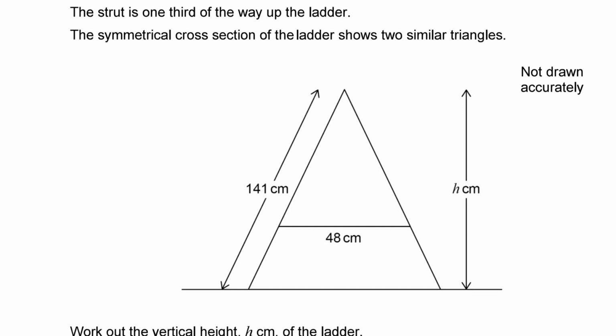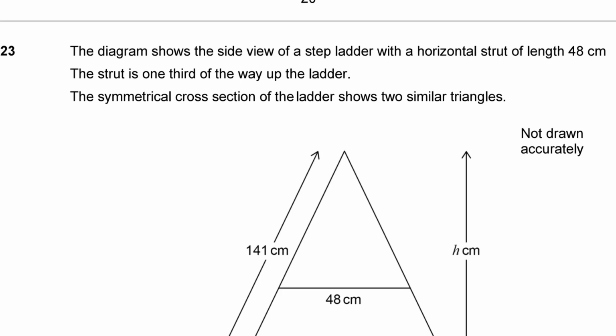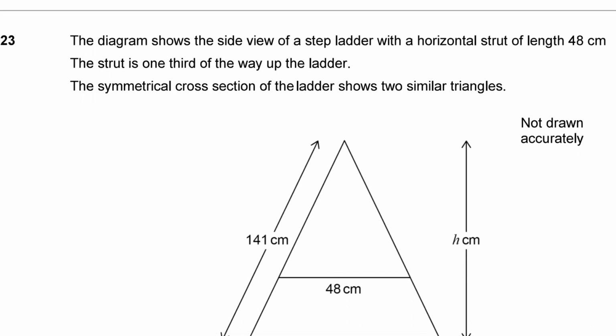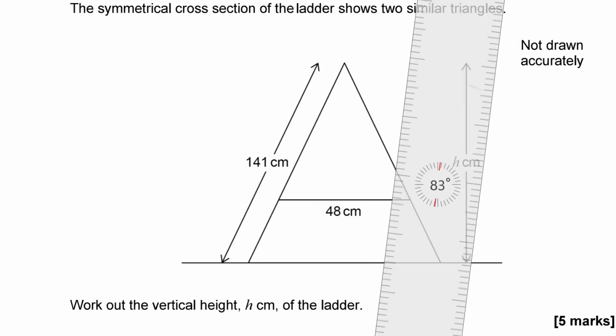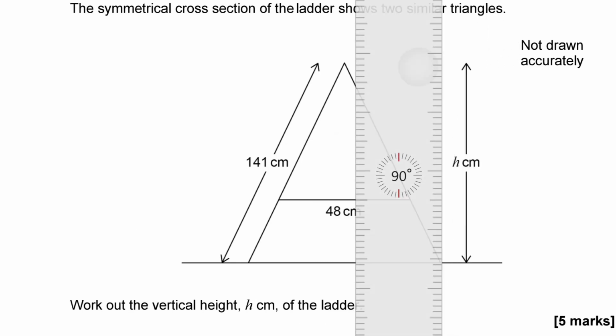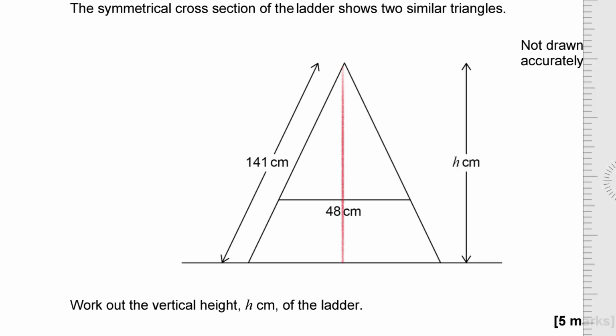Interesting question. What do we know? Is all the information that is in the question already on the diagram? So it's got a horizontal strut, 48. The strut is 1/3 of the way up the ladder. Now that bit is missing. I'm going to sketch that in, I think. So just going to add a line from there to there. So then the distance from the ground to the ladder there is 1/3. And then this is 2/3, isn't it? So it's 1/3 to 2/3.